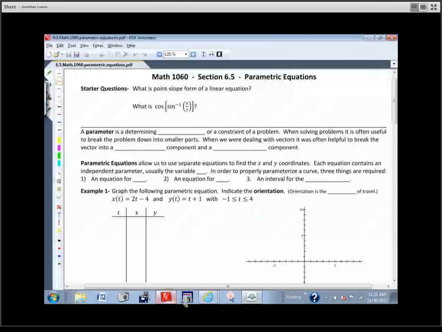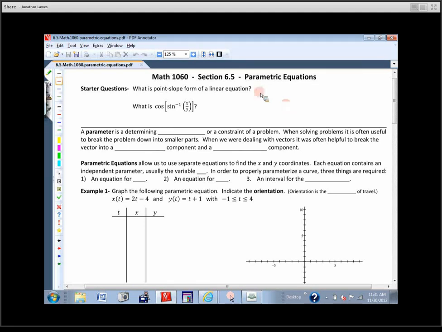Let's go ahead and get started. Hopefully the first question is pretty darn easy. What is point slope form of a linear equation? Everybody raise their hand and tell us what that is. It's all the way back in algebra.